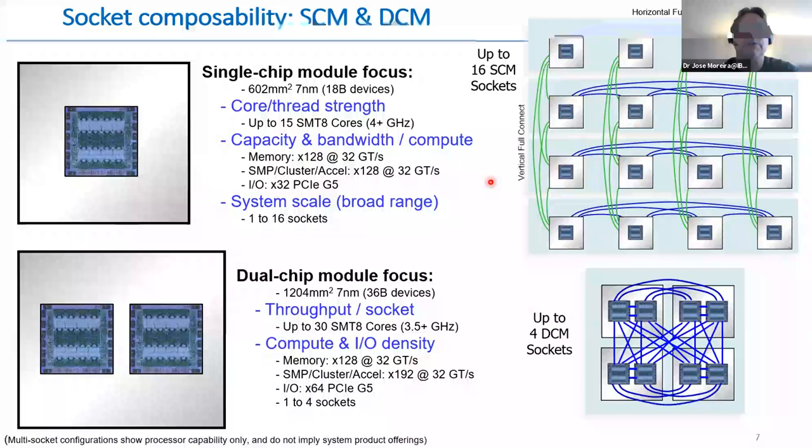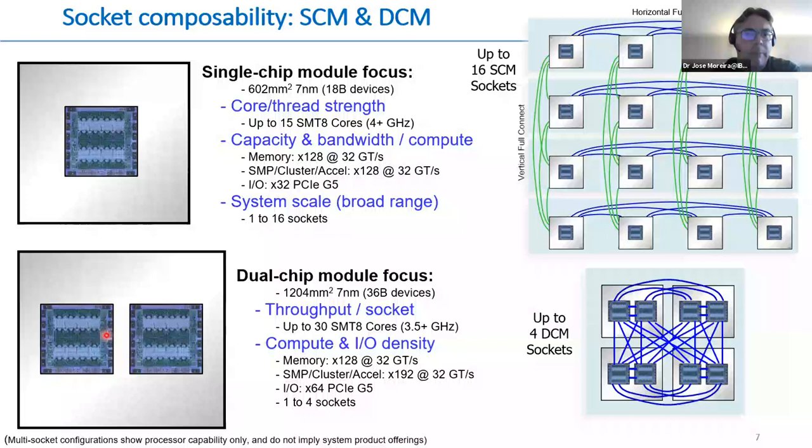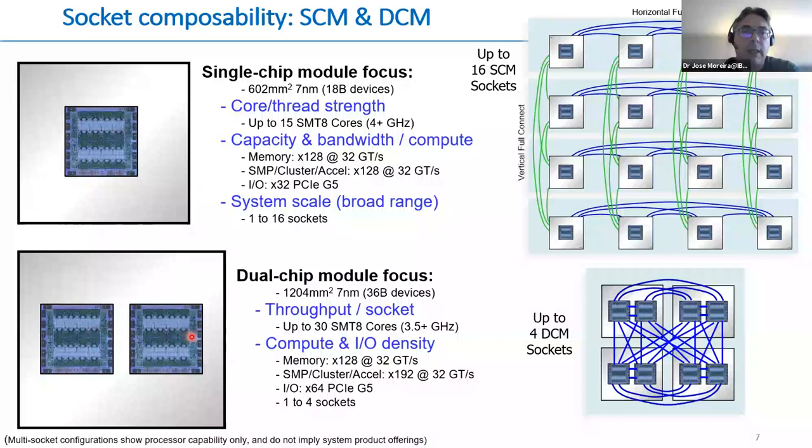And sometime in the first half of next year, we'll be introducing our dual chip module. So the dual chip module, as the name says, has two chips in the same module. So it's a unit. It has twice the number of cores. It has the same memory bandwidth. So you give up some memory bandwidth per core because you have twice as many cores with the same bandwidth, but you get more throughput because you just have more cores to do the work.